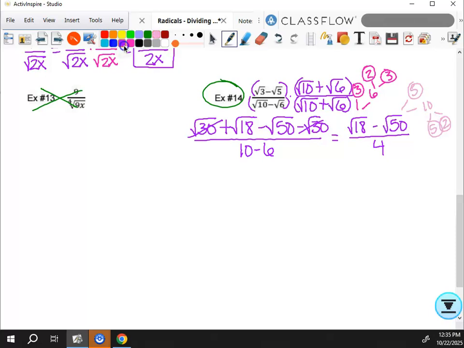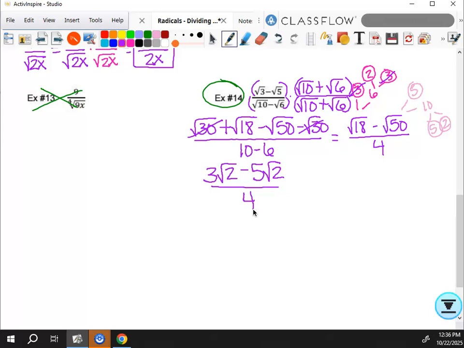So when I simplify them, these two 3's come out as a 3. The 2 stays underneath. For the 50, the 2 5's come out as a 5. The 2 stays underneath. And I have a 4 in the denominator. Okay. So all I did right there was simplify the square root of 18 and the square root of 50. Okay, everybody with me there?